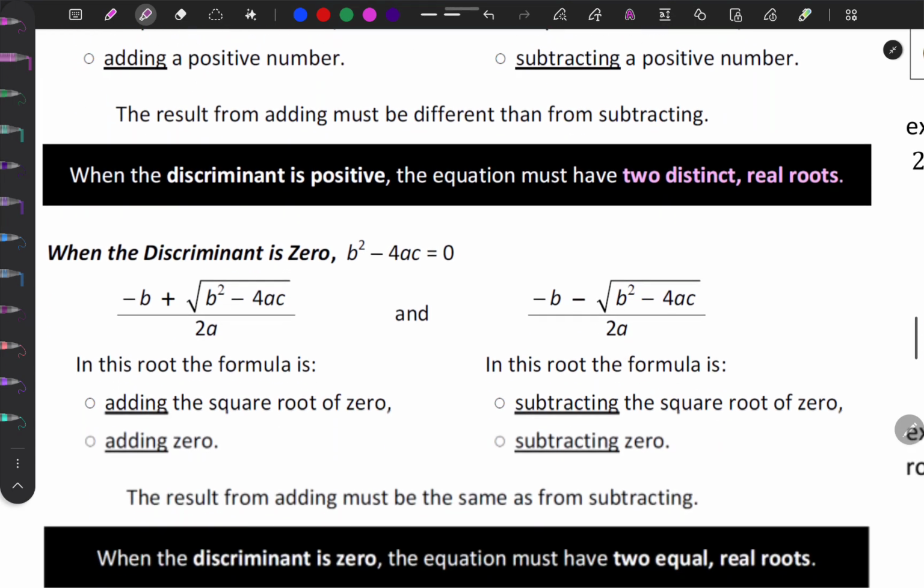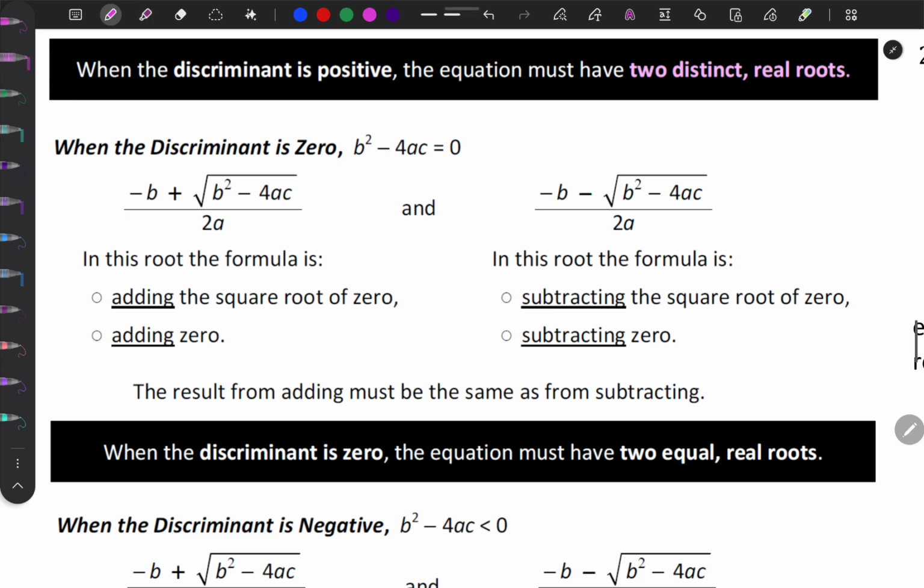The second possibility is when you calculate the discriminant and you get a value of 0. The idea behind this is that if you calculate that radicand underneath the square root sign and it's 0, you'll be taking the square root of 0. When you add the square root of 0 or you subtract the square root of 0, it's still a 0 either way. It's not changing your value. So when we do our calculations, we will only get two equal roots or one unique root.